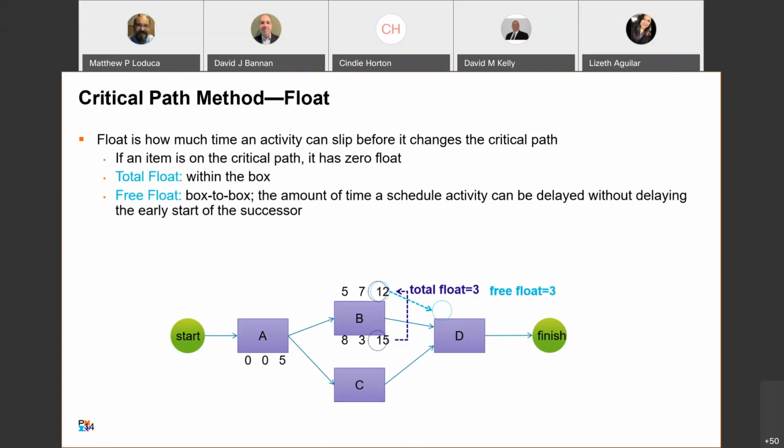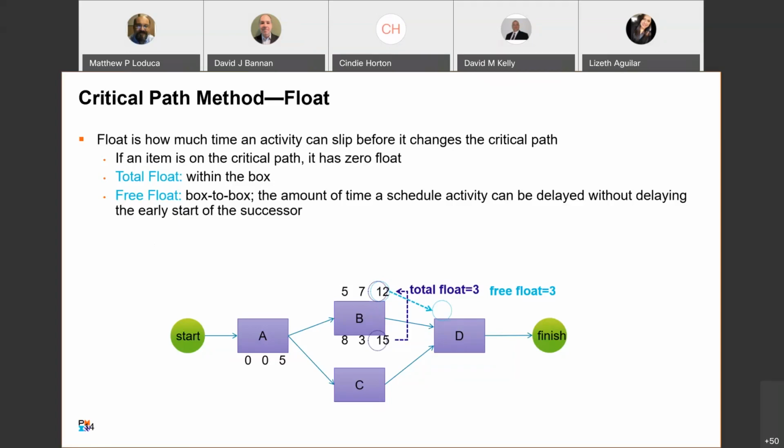Okay, thank you. If you have two critical paths that are the same length, they're both critical path. If C has a duration of 7 in this example, then B and C are both 7, and they would both have no float, right? Because they're both on the critical path, and A and D are the same no matter what.